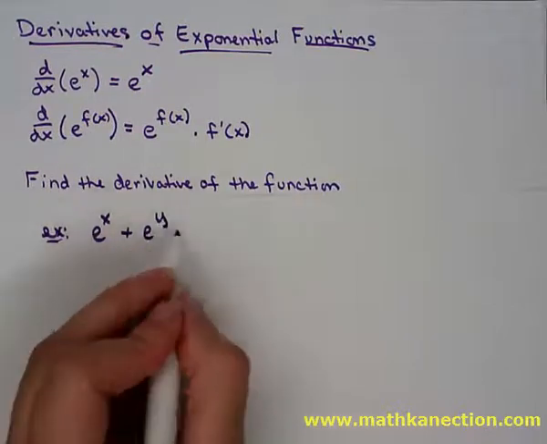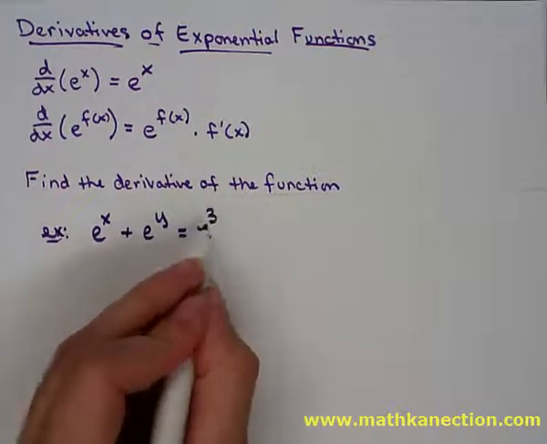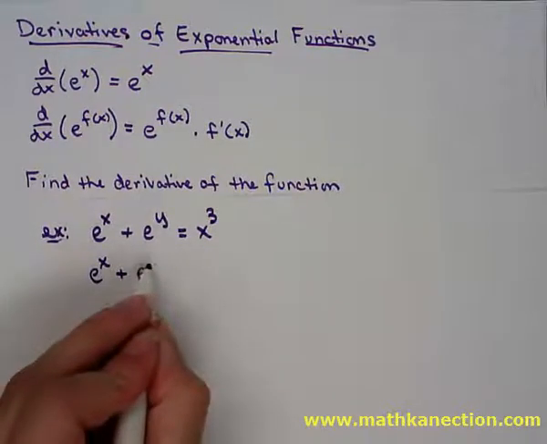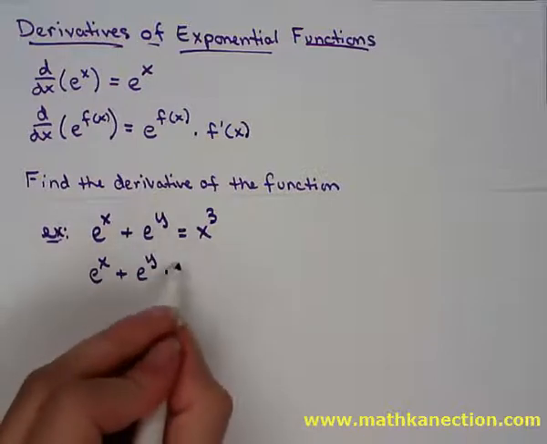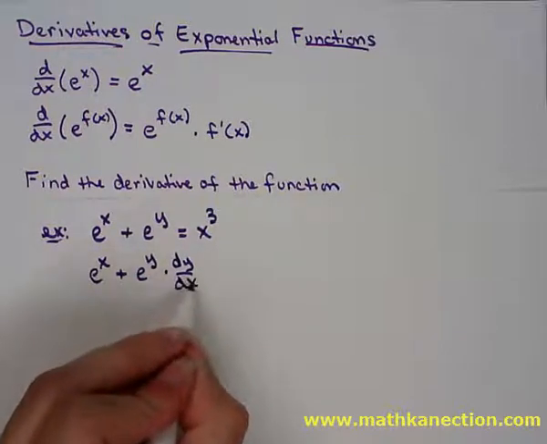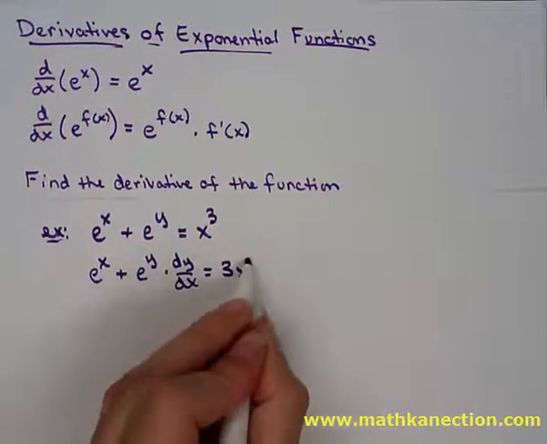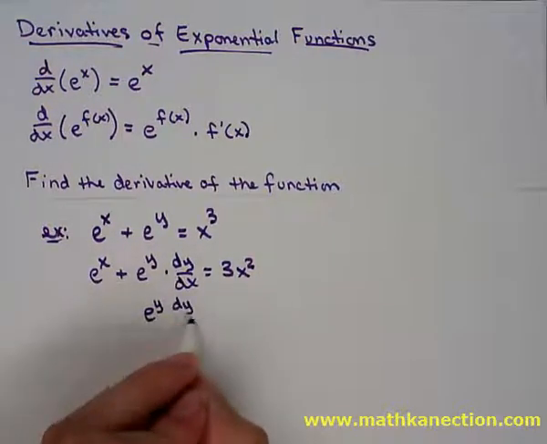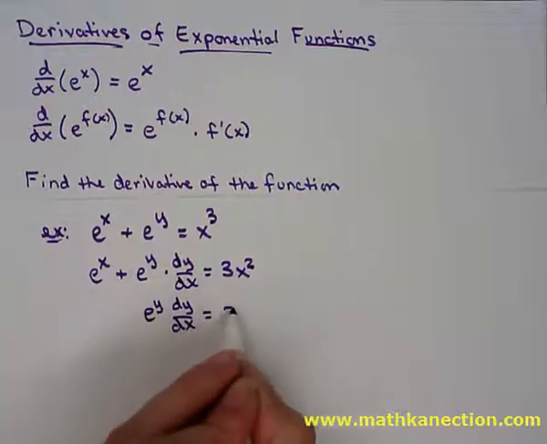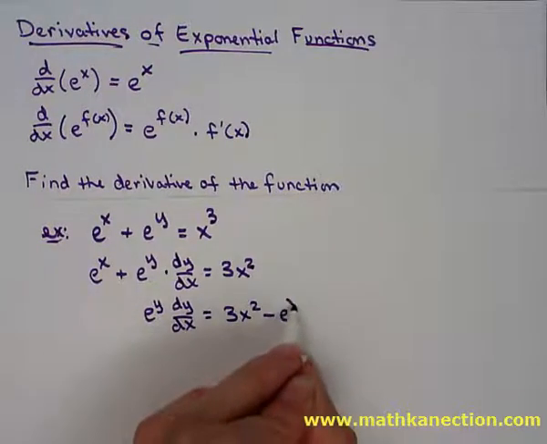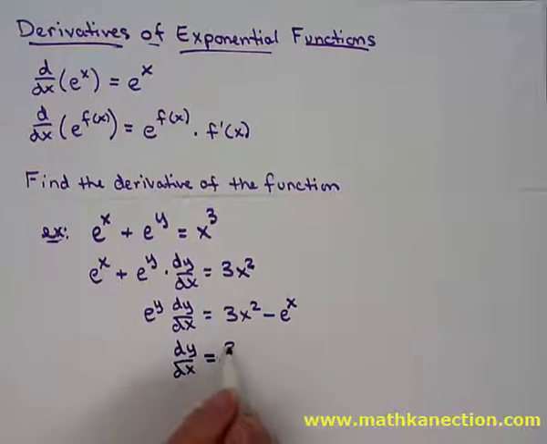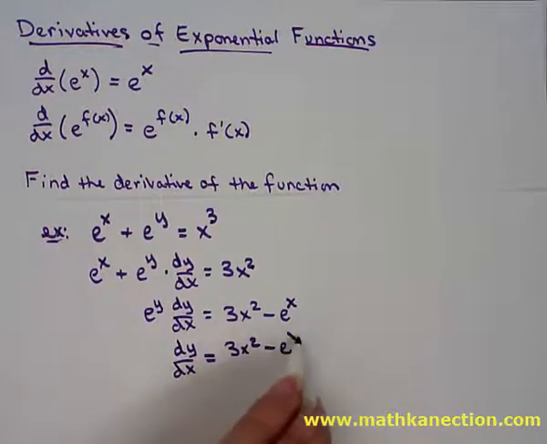For the next example, we're going to have an implicit differentiation. We have e to the x plus e to the y is equal to x cubed. Derivative of e to the x is e to the x. Derivative of e to the y is e to the y times the derivative of the exponent, which is dy dx. And then it's equal to 3x squared. So solving for dy dx, moving the e to the x over, we have 3x squared minus e to the x. Dividing by the e to the y, so dy dx is equal to 3x squared minus e to the x all over e to the y.